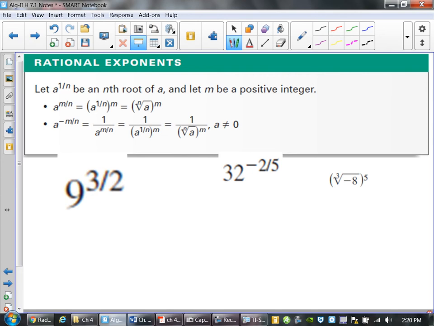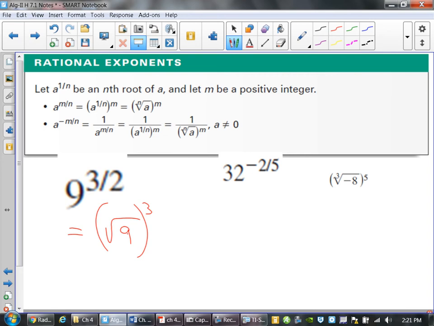So what I do is I rewrite it. 9 to the 3/2 is the exact same thing as saying the square root of 9 cubed. I just don't put the 2 in front of the root because it's not needed. Okay? You can write the 2 there, it doesn't matter. But 2 is my nth root, 3 is my exponent.